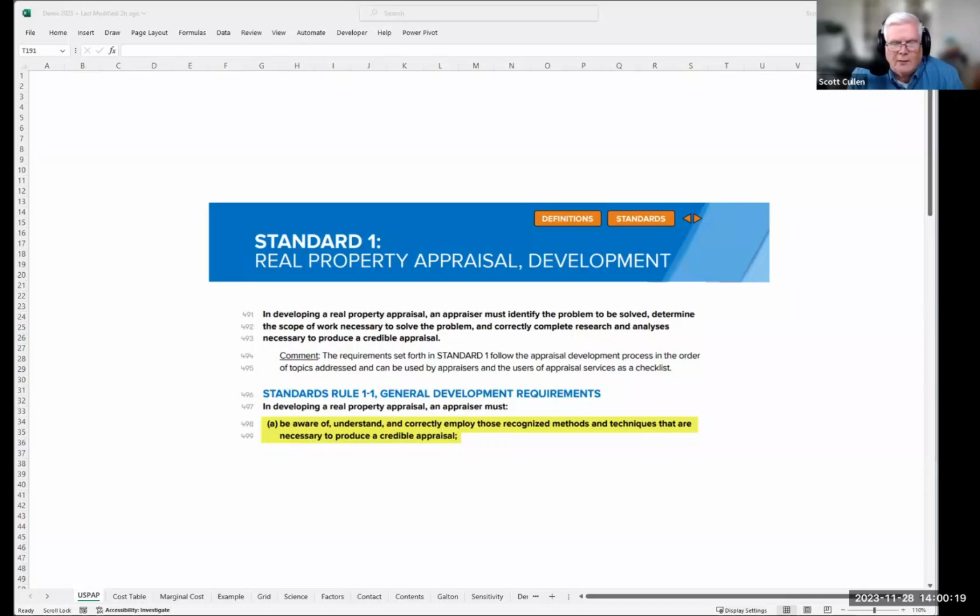Today we're going to be talking about the depreciated cost method of supporting adjustments. I'm going to start in Standard 1, Real Property Appraisal Development in USPAP, where it says an appraiser must, and that's a big word, be aware of, understand, and correctly employ those recognized methods and techniques that are necessary to produce a credible appraisal.